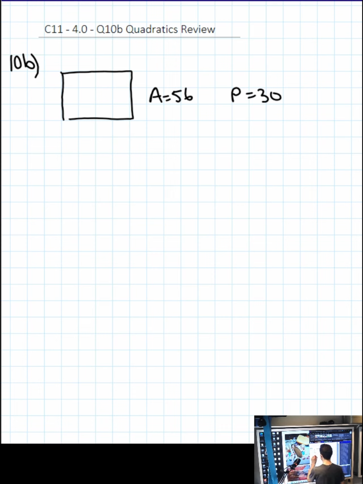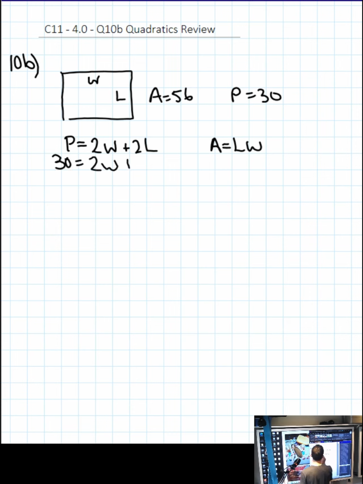So we know that perimeter is equal to, let's draw our diagram. So we have W and L. So perimeter is going to be 2W plus 2L. And the formula for the area, A equals length times width. Okay, so they've given us a perimeter of 30, so we can substitute 30 in for P. So we can say 30 equals 2W plus 2L. Then they've given us our area, so we can put that in.